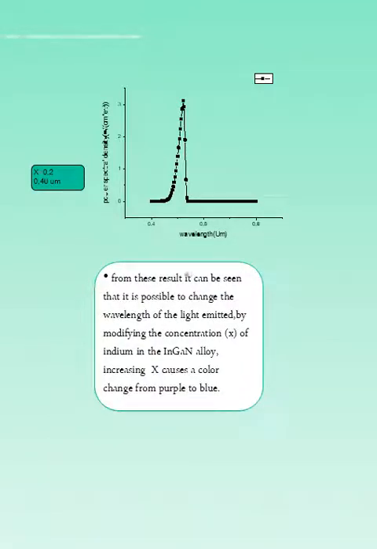For x equals 0.2, wavelength equals 0.46 micrometers. From these results, it can be seen that it is possible to change the wavelength of the light emitted by modifying the concentration x of indium in the InGaN alloy. Increasing x causes a color change from purple to blue.